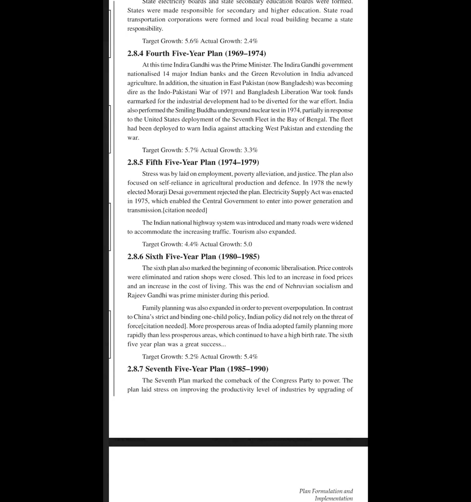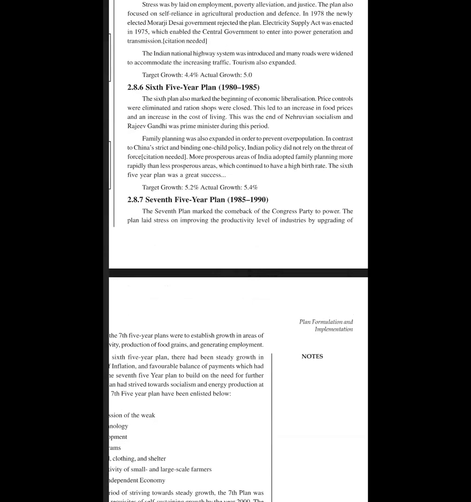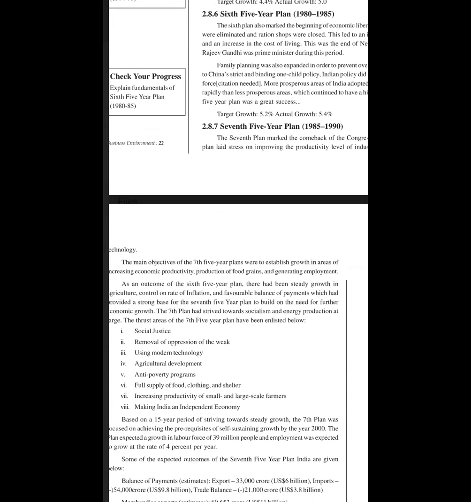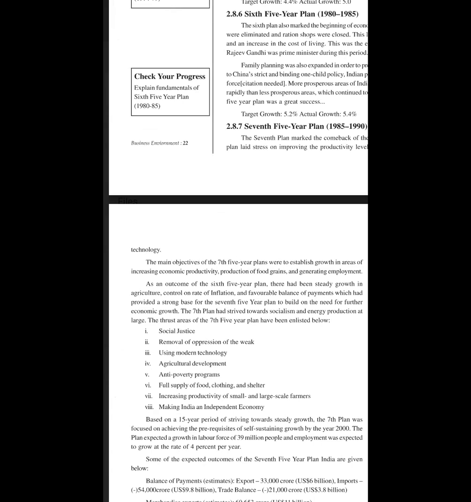Now the seventh 5 year plan was established in the year 1985 to 1990. In this 5 year plan, you can see there is a comeback of the Congress party, and the Congress party came with full force. The main objective was established for growth in increasing economic power, productivity, production of food grains, and generating employment. So these are the important factors. In the sixth 5 year plan there had been steady growth in agriculture, control in the rate of inflation, and a favorable balance of payments, which provided a strong base for the seventh 5 year plan to build on for further economic growth.